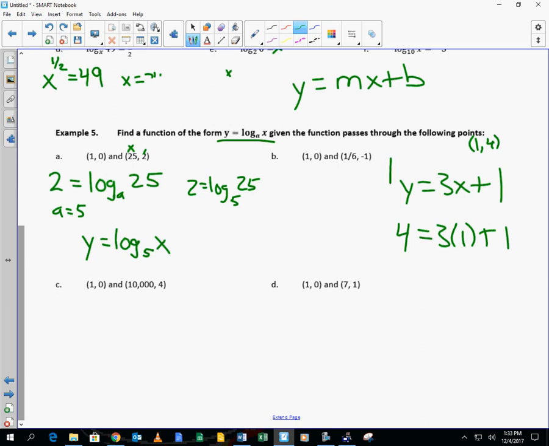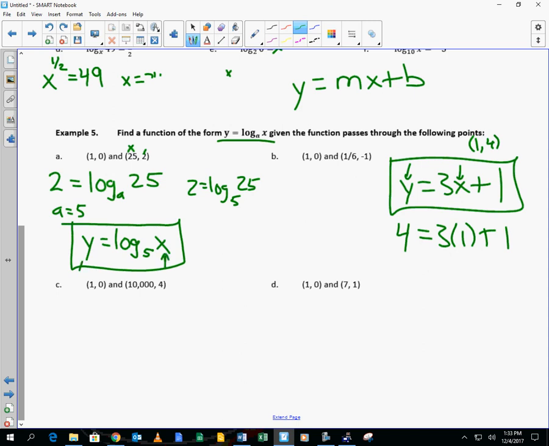This is an equation for a line. It has an input, it has an output. This is an equation for a logarithmic function. It has an input, it has an output. We can actually graph it.